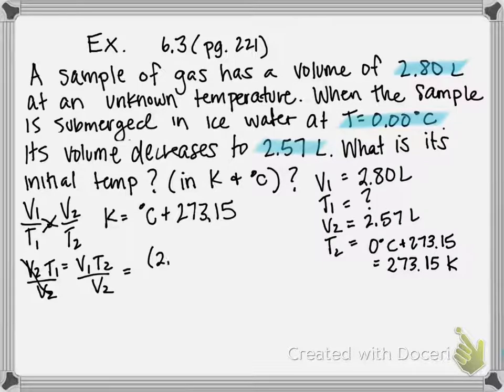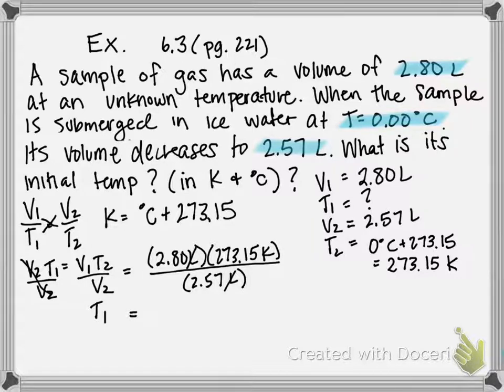So V1 is 2.8 liters, T2 is 273.15 Kelvin, and that is divided by our V2, which is 2.57 liters. So then my liters cancel, and I'm left in units of Kelvin. If you divide all of those, you should get that your T1 is 297.6 K. So we're almost done with this problem, but it asks for our temperature in both Kelvin and Celsius.